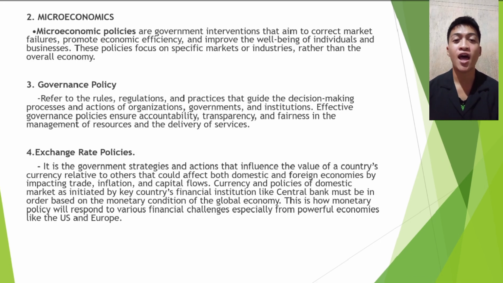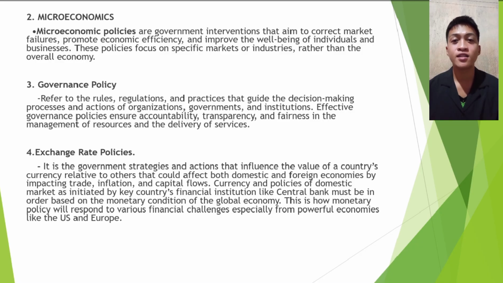These are the government actions focused on specific parts of the economy like a single market or industries. Their main goals are to fix market problems, make the economy more efficient, and improve the well-being of individuals and business. For example, a government giving subsidies to farmers to encourage more food production is a microeconomic policy. Another example is using taxes on items like cigarettes to discourage people from buying them.